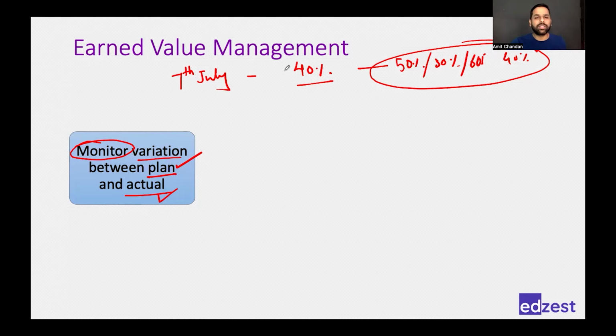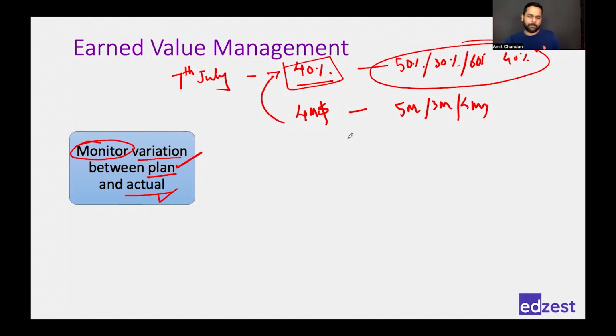Now, in completing this 40% of the work, I would have also planned to spend some amount of money. Let's say, for example, $4 million. So if $4 million was my plan to spend in completing 40% of the work, then I would like to compare it with my actual. Right? Is it $5 million? Is it $3 million? Or is it exactly $4 million?